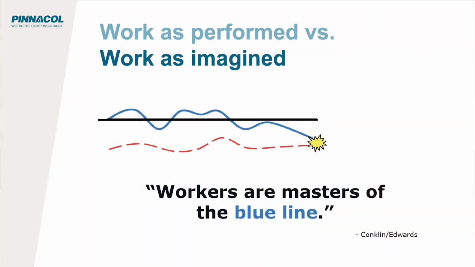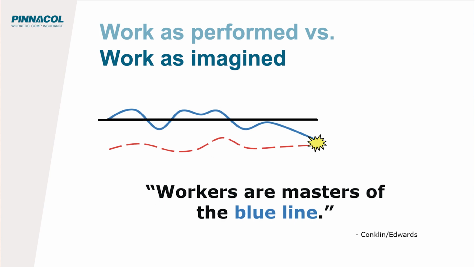What you see on the screen right now, that black line, represents work as imagined. So we have our defined start point and end point for a job or for a task. And within that, we set the schedule, we have our policies, we have our standard operating procedures. We know how the work's going to proceed. We know when we've started the work. We know when the work is going to end.